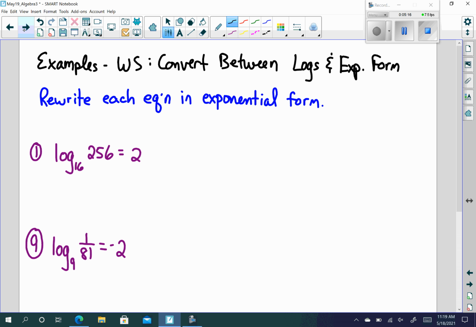So this is off of the first worksheet. At the very top it says Algebra 2, Task 7.1, convert between logs and exponential functions. On the first side, the directions tell us to rewrite each equation in exponential form. So they're given to us as a logarithm. So go ahead and copy down number 1.